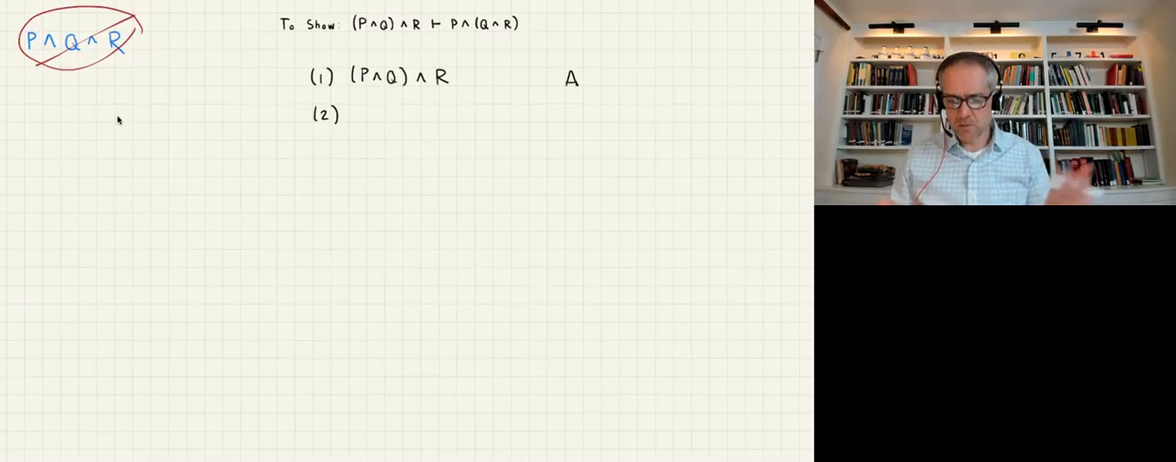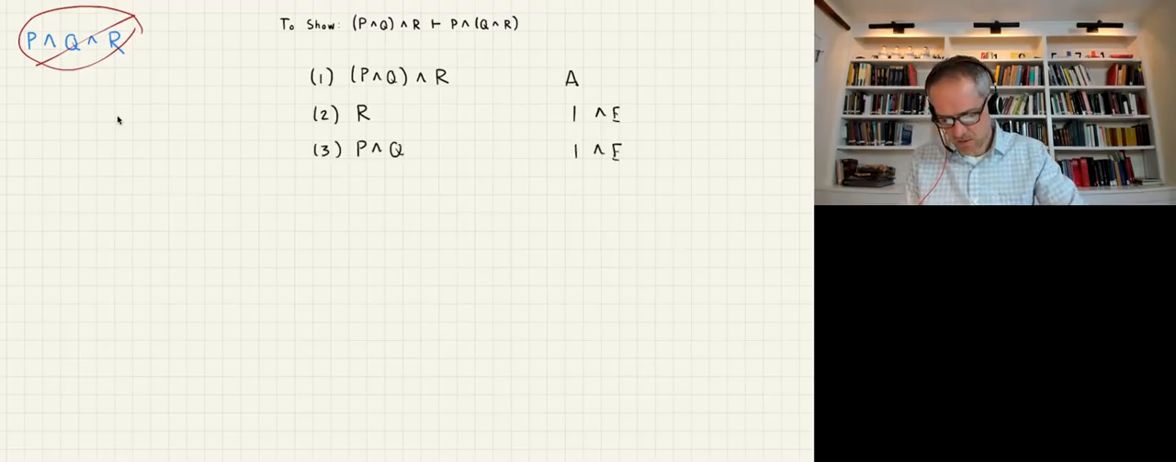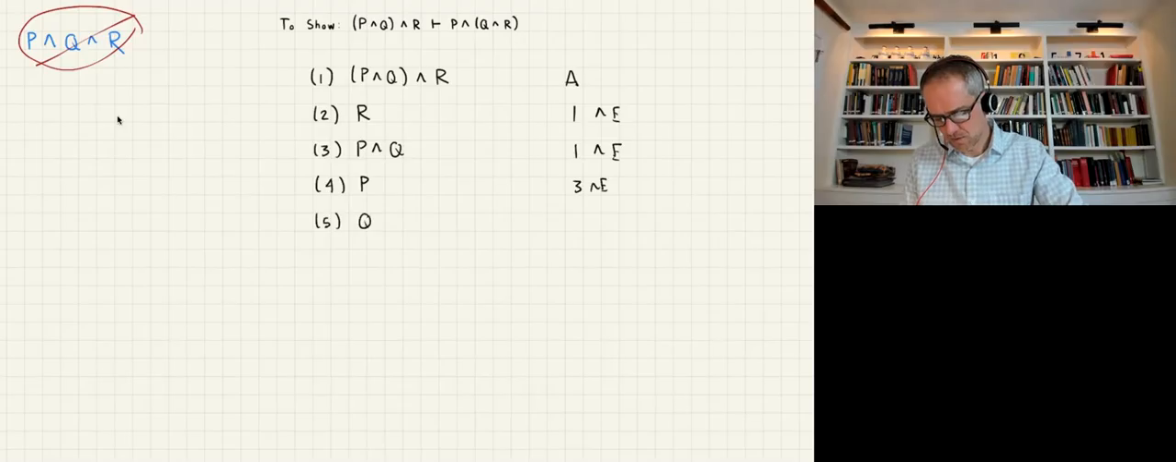If you look at the premise here with P and Q in parentheses and then R, just pull it all apart. Get P and Q and R all on separate lines. So we'll just start by pulling R out. So from 1 and elimination. Then we get P and Q out. Again, 1 and elimination. And now on line 4, we can peel out P, 3 and elimination, and Q, 3 and elimination. And now we've pulled everything out of our first long conjunction, put it back together again in the right order that we need.